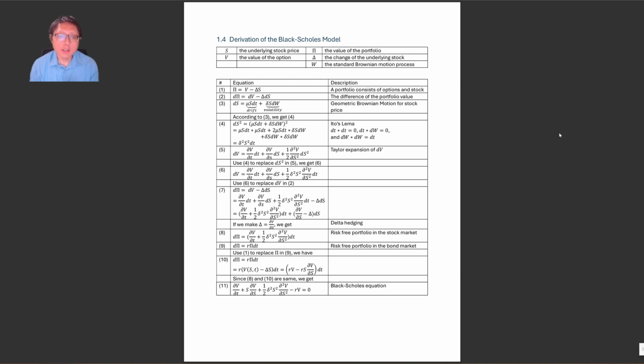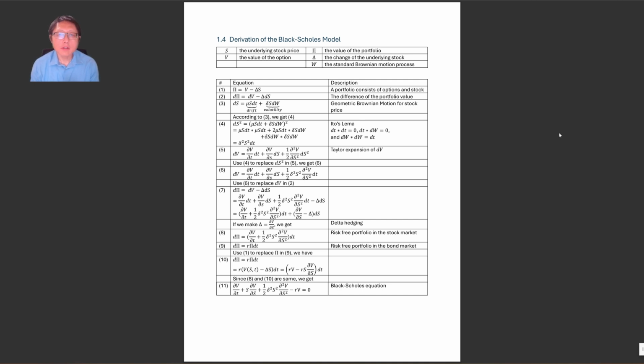So here we use dΠ equal to dV minus Δ dS. Basically, that means the change of the portfolio value is related to the change of the option value and the stock value. So this is the second equation, and then we will jump into the third equation.